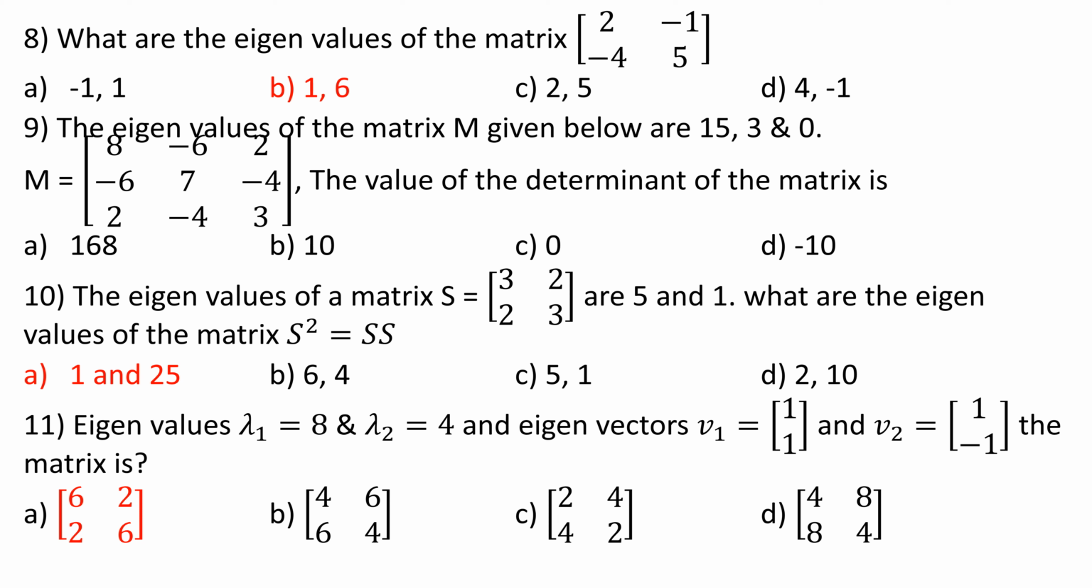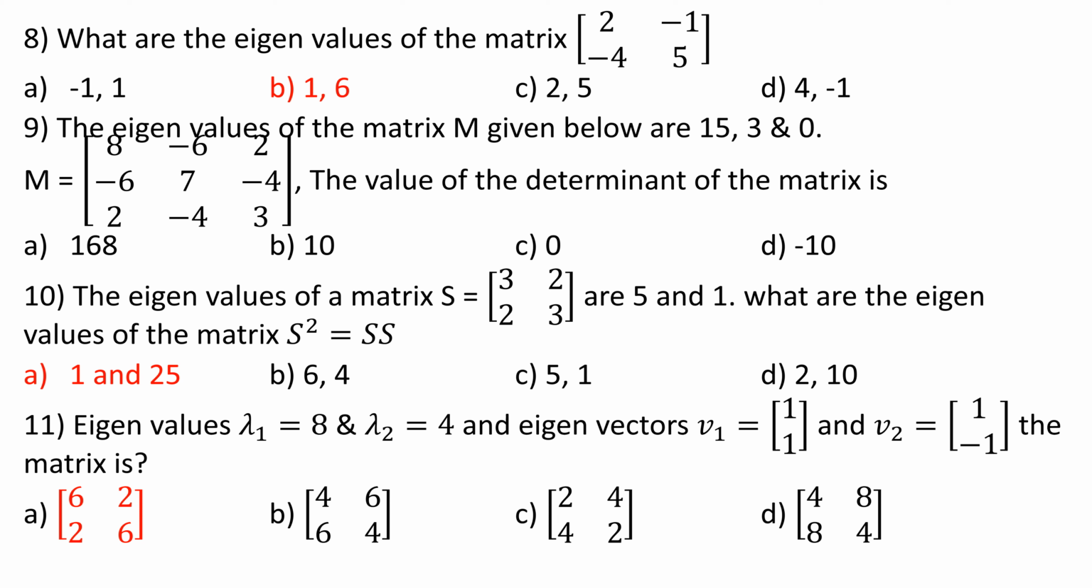Okay, and look at question number 11. Eigenvalues lambda 1 is equal to 8 and lambda 2 is equal to 4, and eigenvectors v1 is 1, 1 and v2 is 1, minus 1. What is the matrix? Here eigenvalues are given and eigenvectors are given, and we are asked to find the matrix. So apply the concept, the sum of the eigenvalues is equal to the sum of the diagonal elements. Look at which option is satisfying. So 8 plus 4 is 12. So the sum of the diagonal elements must be 12.